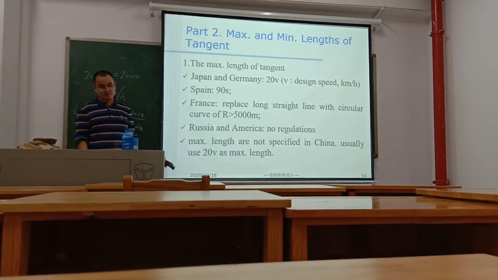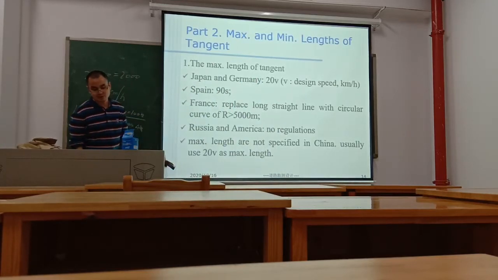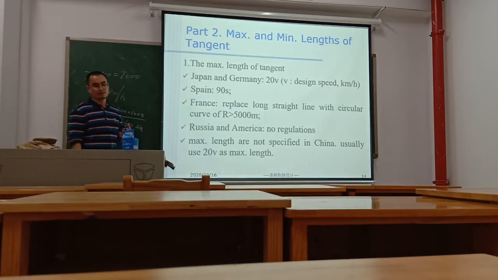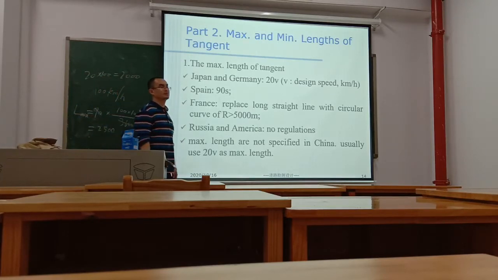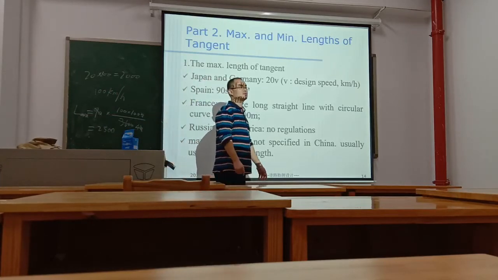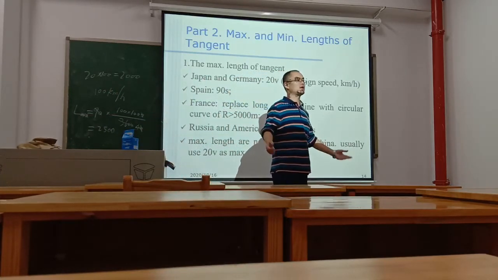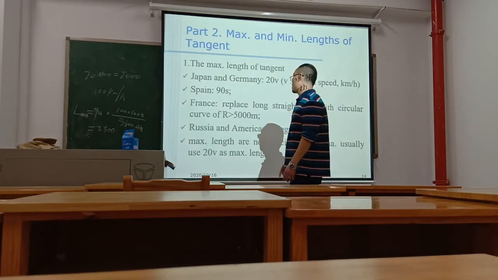In France, replace a long straight line with a circle curve, the radius greater than 5,000 meters. In Russia and America, there are no regulations, no limit. No maximum in Russia and America.